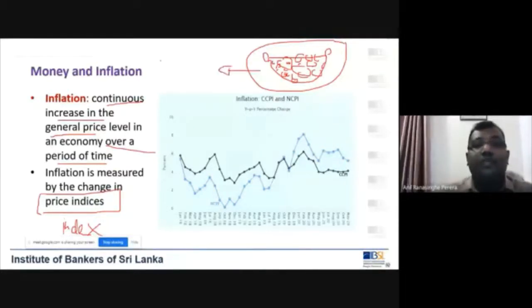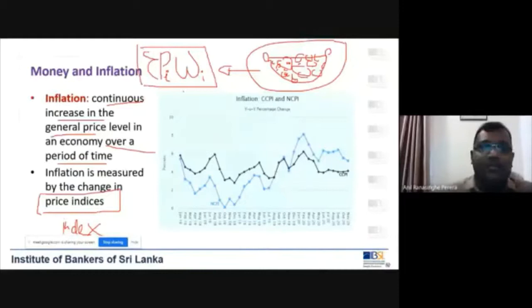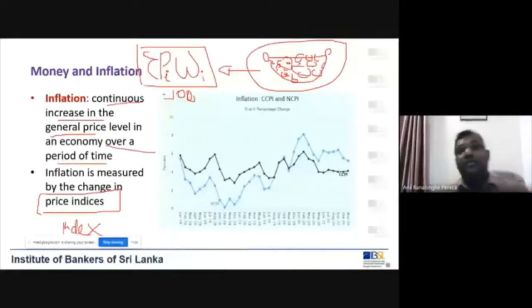We have the price of items, let's say P_i, and we have the weights of each item, let's say W_i. By multiplying the price by the weight of each item and taking the sigma, meaning the entire basket, we calculate the value for the base year. So let's say in that base year it equals 100, right? So this is the construction of the index.